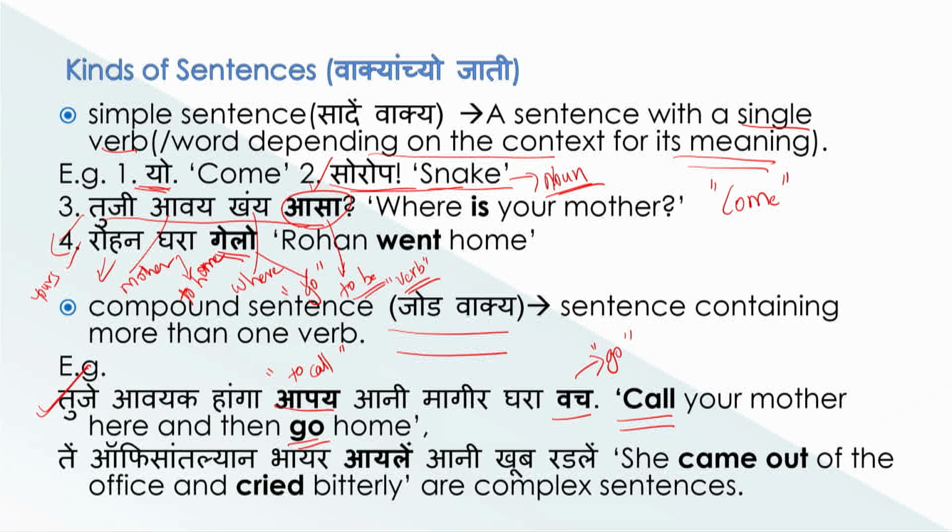Another example is ते ऑफिसांतल्यान भायर आयले आणि खूप रडले. In this sentence there are two verbs. One is आयले, which is to come. Radle is to cry. She came out of the office and cried bitterly. These are both compound sentences. So a simple sentence has one verb, whereas a compound sentence has two verbs.